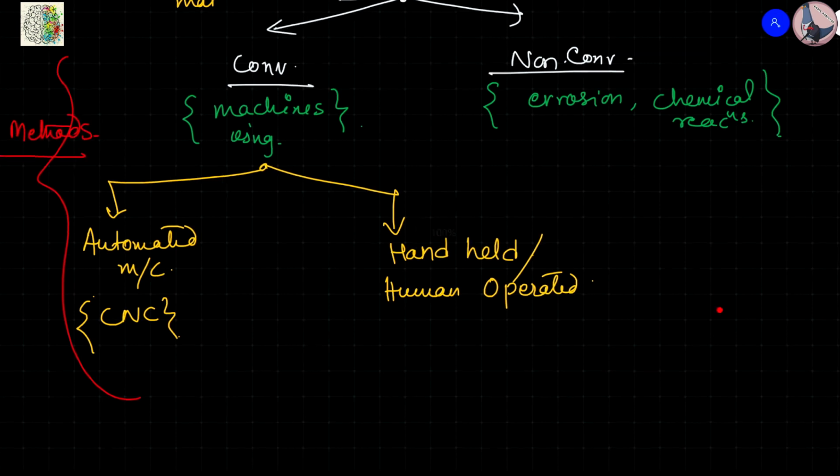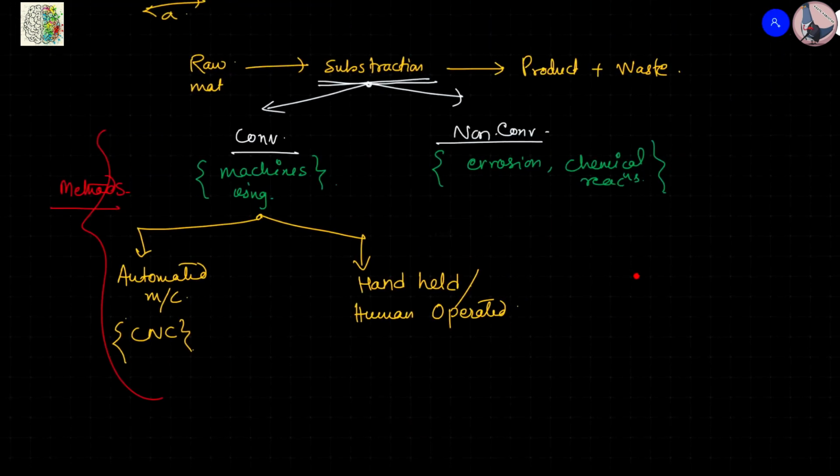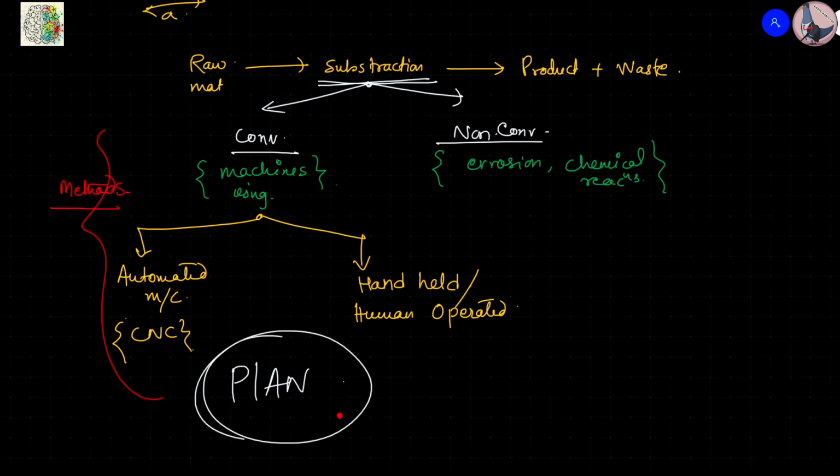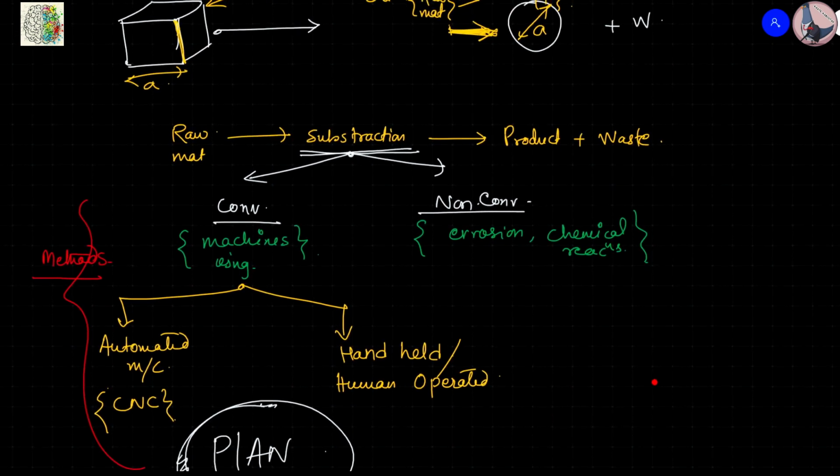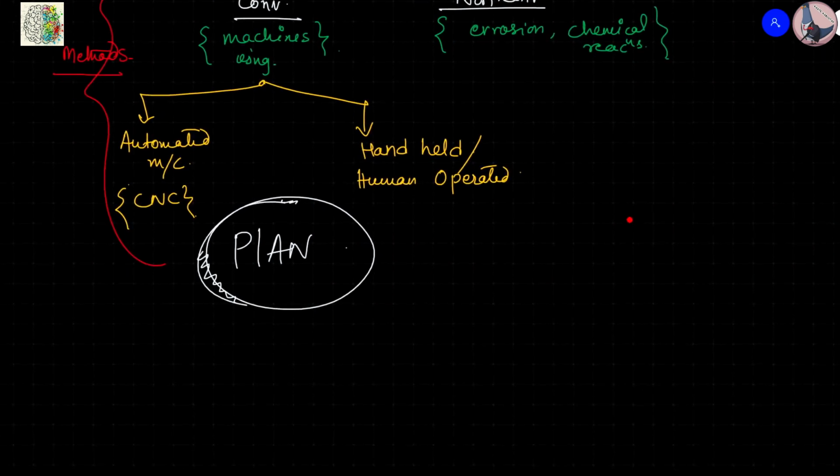But this subtraction has to be done according to some plan. You cannot skip the plan. So who gives you this plan? The designer has to provide you the plan. Suppose this is the block of material, and from here you need to subtract some dimensions. This is the sphere that you want to carve out. All this material has to be removed as per some plan, and this plan will be provided by the designer.